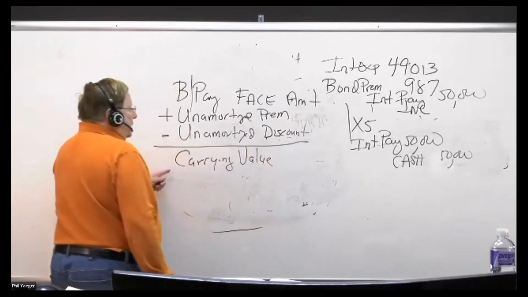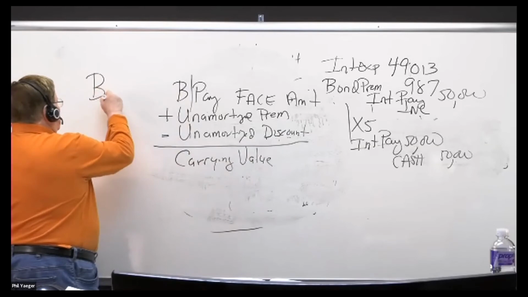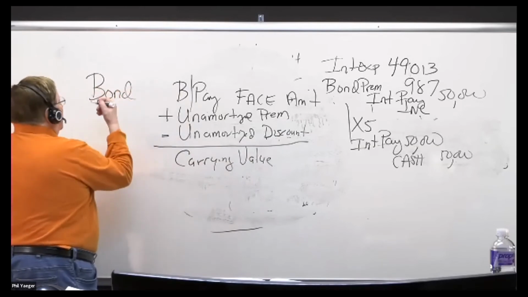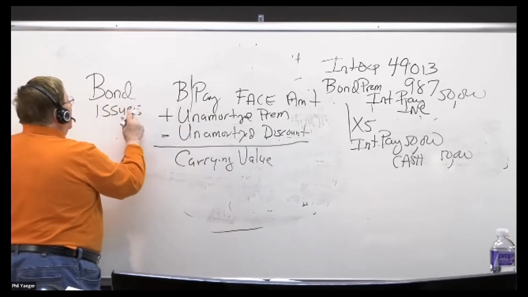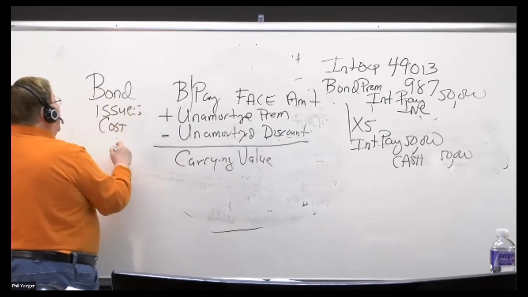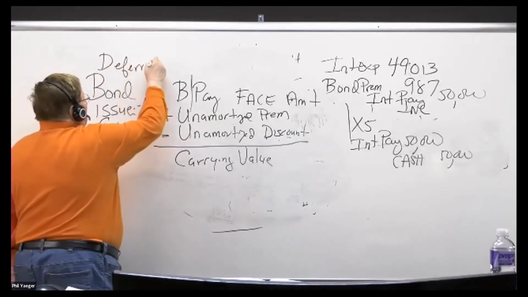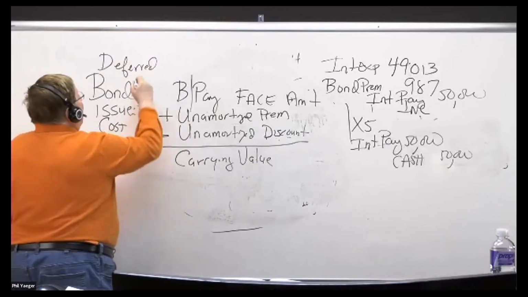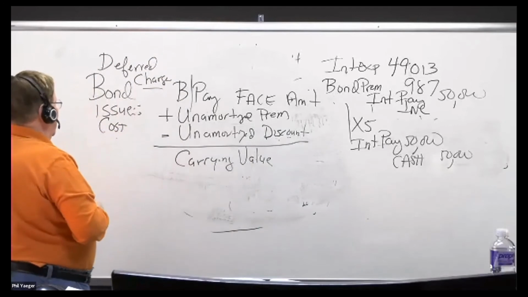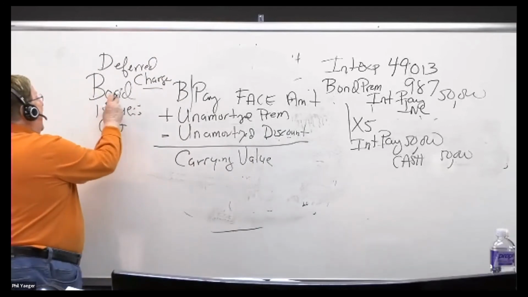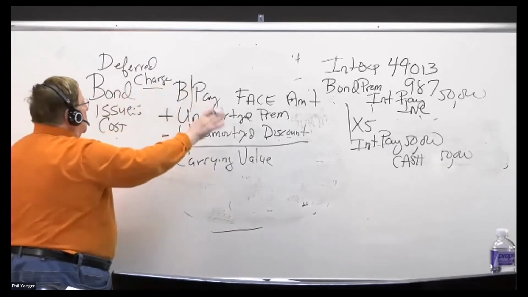Go ahead. All right. This is the carrying value. Now, what about if you have bond issue costs? Printing of the bonds. Bond issue costs used to be shown on the balance sheet as a deferred charge, and then amortized on a straight line basis over the life of the bonds. So this was like an asset. That changed. And they said that is no longer the rule.